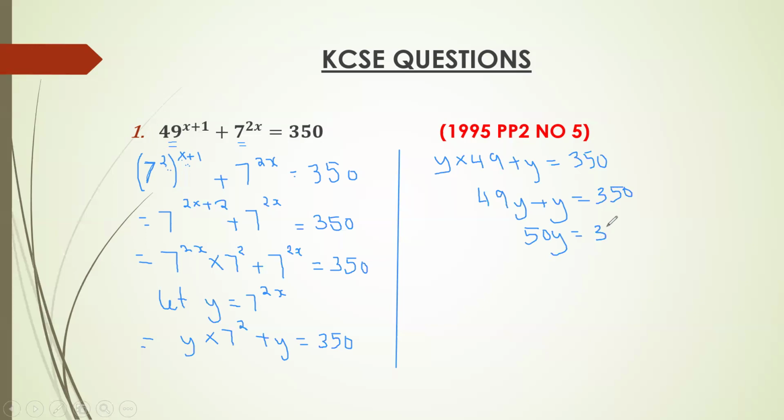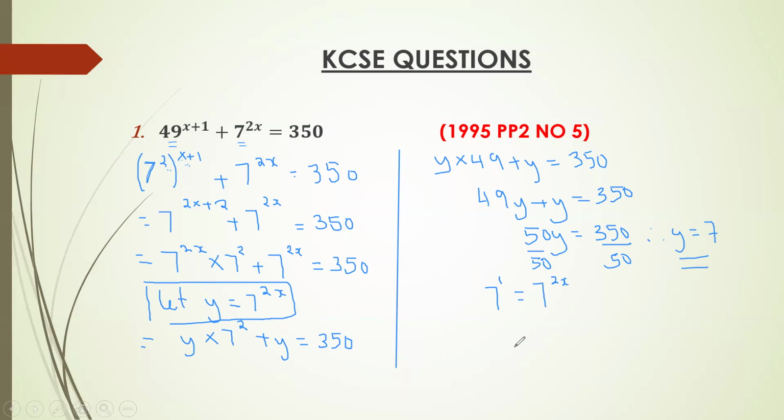If you divide by 50 on all sides, sasa itakonipa ni y equal to 7. Kumbuka tumepata y, hatujapata x. So what do we do? So tumeweka pahali let y equal to 7 power 2x. So pale ambapo kuna y utasubstitute, tutaweka 7 equal to 7 power 2x.